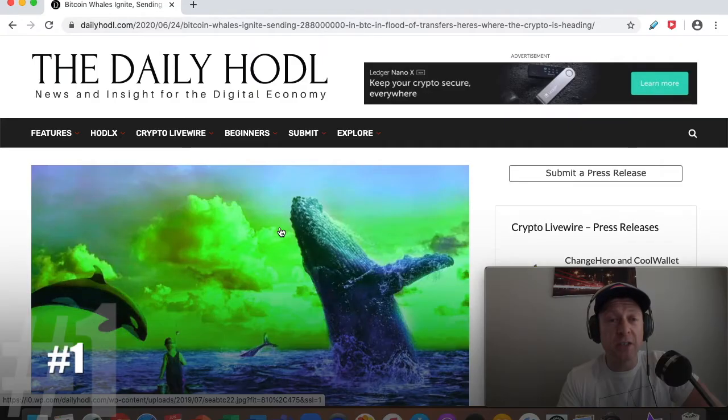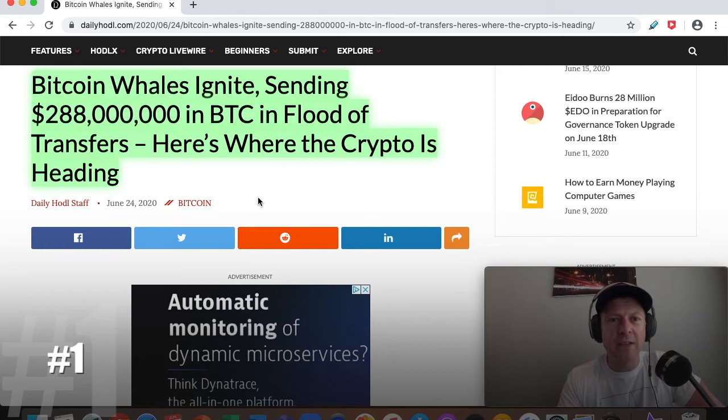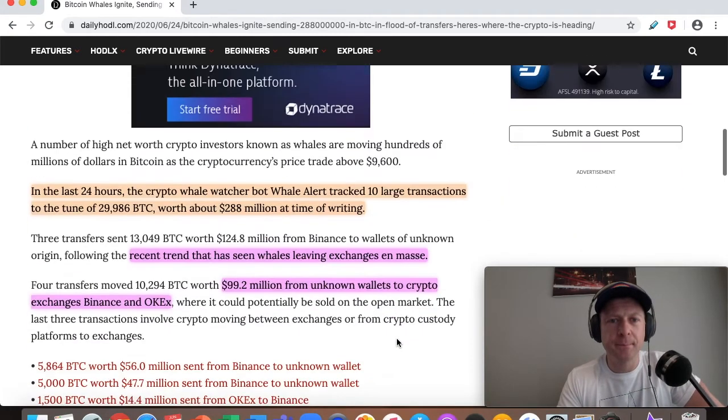Okay, it's time for the top 3 news articles. The first news article we're going to have a look at is by the Daily HODL, and the headline reads, Bitcoin whales ignite, sending $288 million in Bitcoin and flood of transfers. Here's where the crypto is heading.